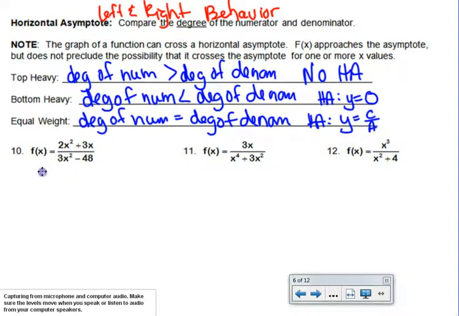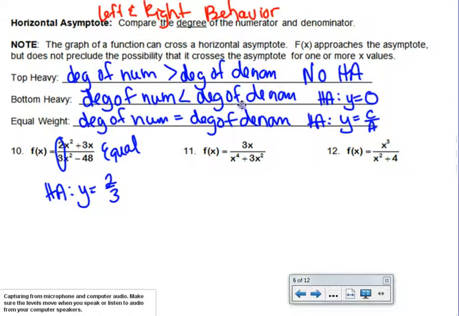So number 10, we already went through the example of doing it by thinking of substituting in really large numbers, but let's think about whether it's top heavy, bottom heavy, or equal weight. So we have a quadratic over a quadratic, which means it's equal weight. And when I follow the instructions, it says just look at your lead term coefficients. So my horizontal asymptote will be at the line y equals 2/3.